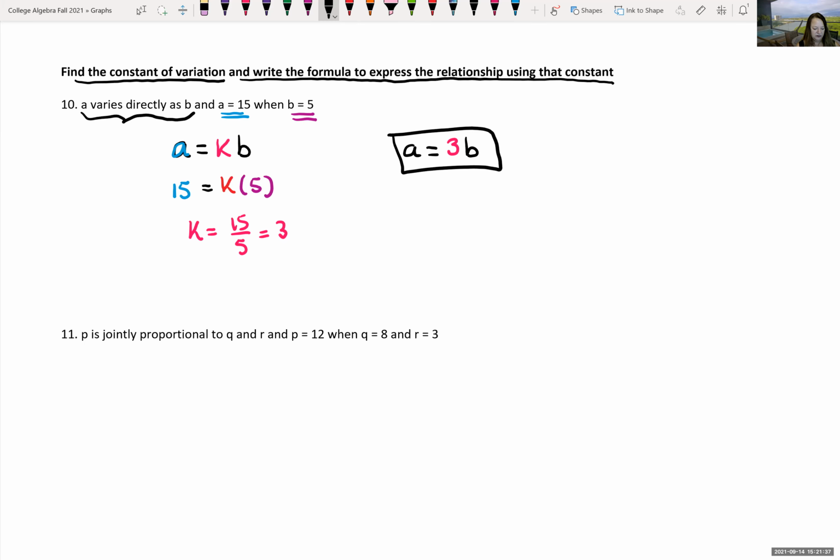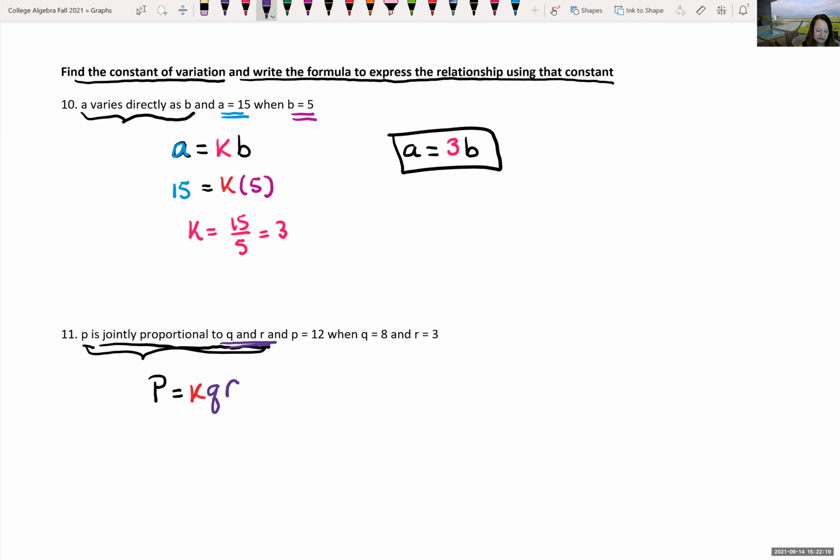The next example states that P is jointly proportional to Q and R, and P is equal to 12 when Q is 8 and R is 3. First we set up our equation. P is jointly proportional, so it is equal to K times Q times R.